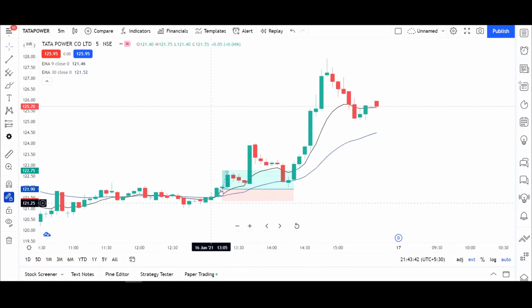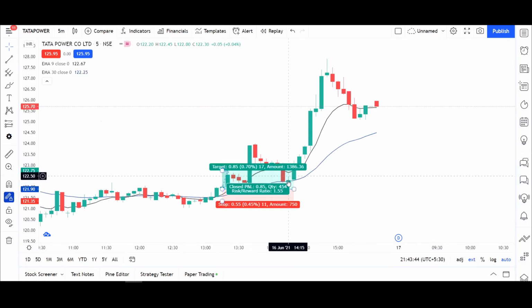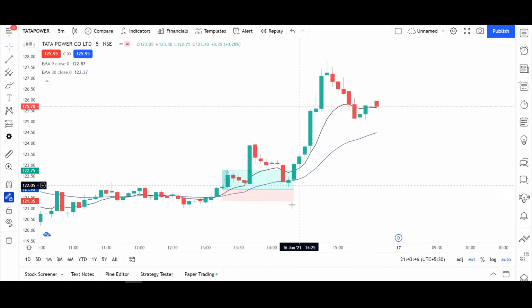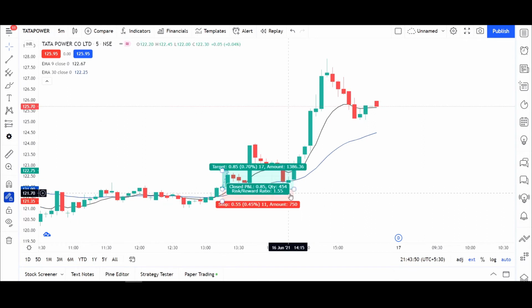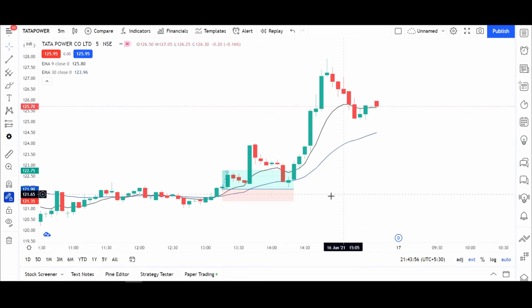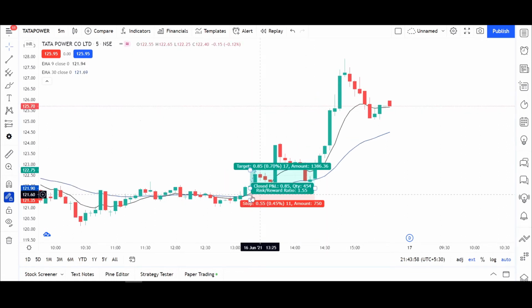So your stop loss is supposed to be a few points below your 30 moving average, because as we can see, the 30 moving average acts as a support to our stock. As we can see here, a very beautiful price action being formed. It took support from this point and gave a very big bullish movement. So we have to be careful in setting our stop loss below the 30 moving average.